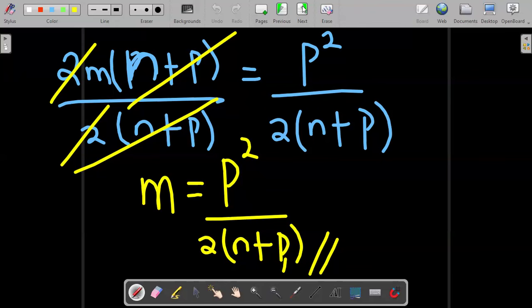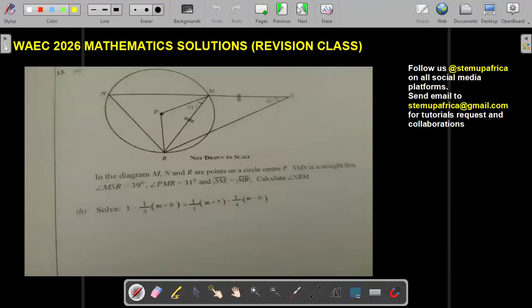Okay, so circle geometry is one common question they always set. So let's copy question 13A and 13B so that we do both of them. Circle geometry, you must see this in tomorrow's exam, whether you like it or not.